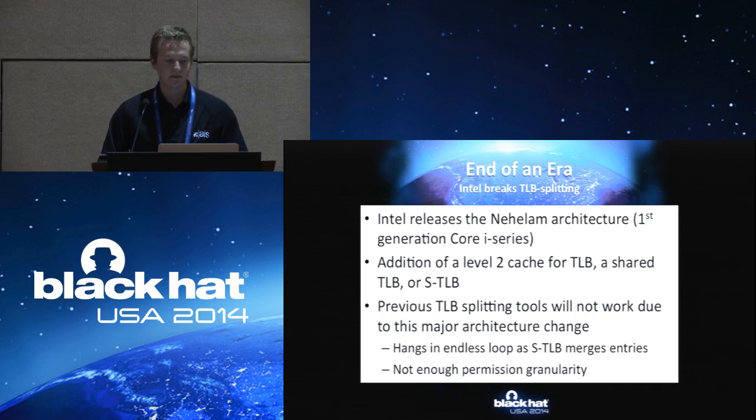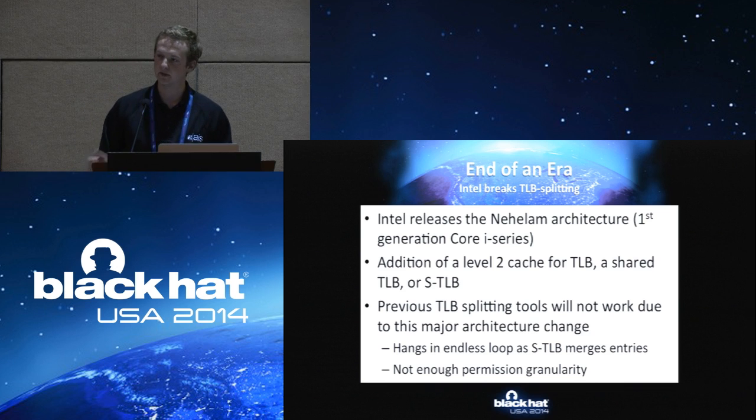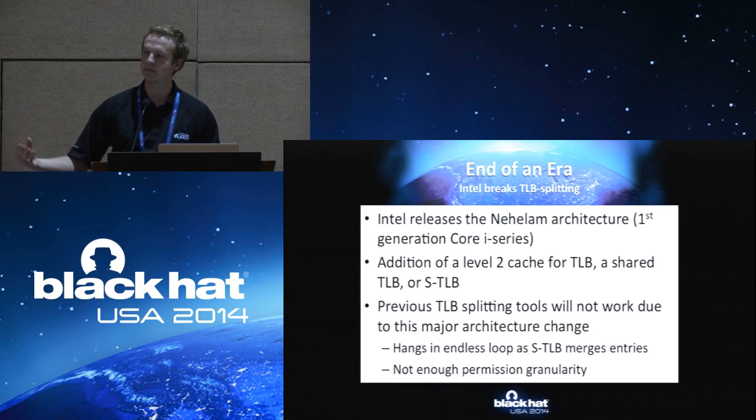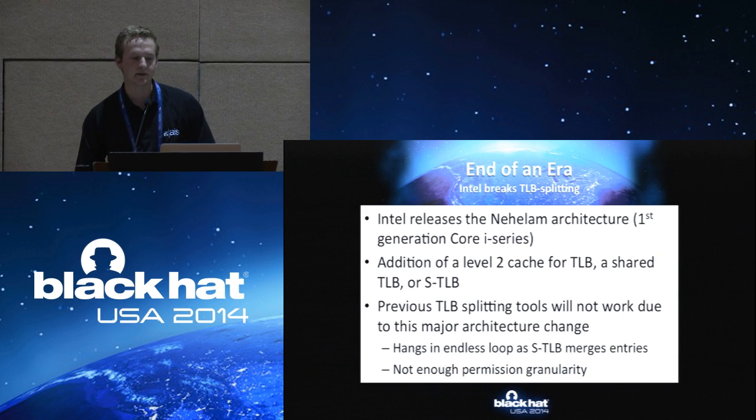All good things must come to pass. Intel introduces the Nehalem architecture and actually breaks TLB splitting. They added a level 2 cache to the TLB, also known as an STLB or a shared TLB, which breaks the previous TLB splitting architecture. So what happens is you're going to have just like a level 2 and a level 1 cache. When you write to the level 1 cache, it's also going to be saved to the level 2 cache. And if it's not in the level 1 cache, it will go to level 2 cache before going out to main memory, or in this case, going to your fault handler.